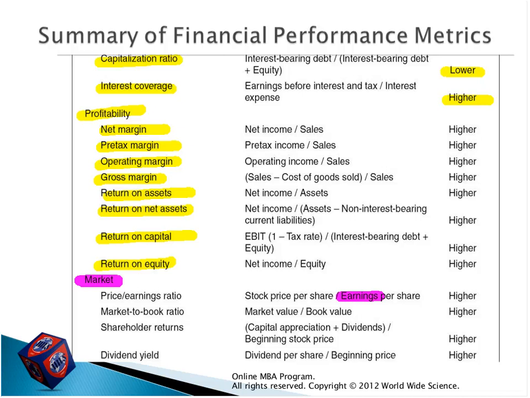The shareholders' return is as well. You have to get your capital appreciation plus dividends and divide by your beginning stock price. And dividend yield is the dividend per share divided by the beginning price. So all the results should be higher. The higher the results on the market, the better. That means your shares are valued at higher prices, and your company has a value on the market.